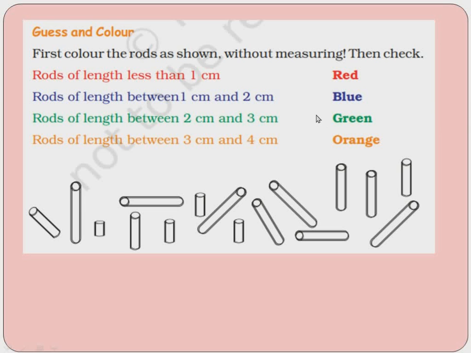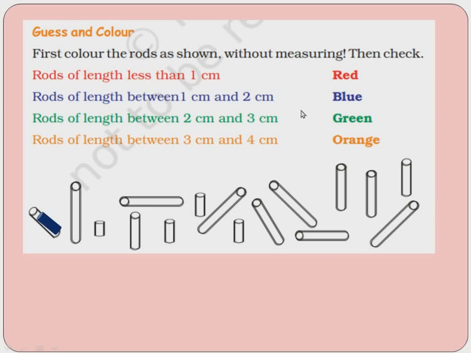Okay. Now, if rods are less than 1 centimeter, then you will color it red. See, by seeing a few things you can say that this is less than 1 centimeter, like that. And if it is between 1 and 2 centimeters, then you will color it blue. See, this is between 1 and 2 centimeters. And between 2 and 3 centimeters, green. You can directly say this is between 2 and 3. If more than 3 centimeters, orange. I don't think anything is more than 3 here.